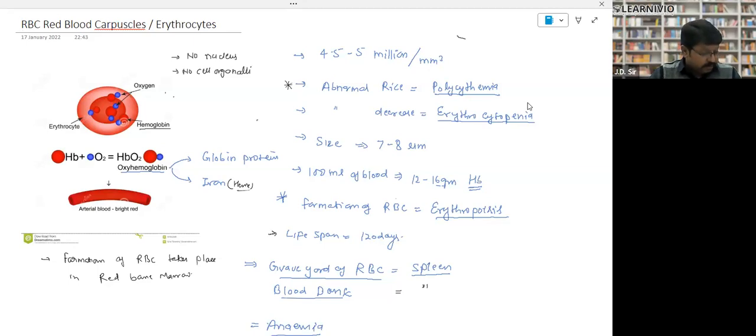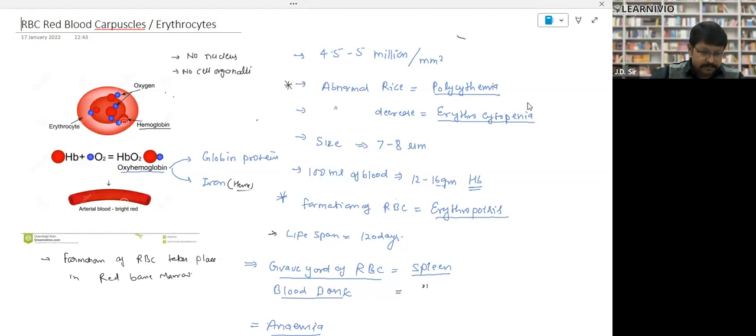Put the heading RBC, and the full form is red blood corpuscles. Write it down in the form of point form, bullet format. A normal adult man and woman have 4.5 to 5 million RBC per mm cubic. Full stop.